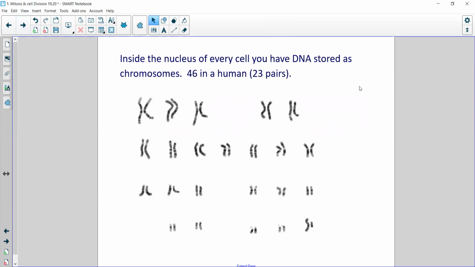So inside the nucleus of every cell, you have DNA stored as chromosomes. So we've got our 46 chromosomes in a human cell, that's 23 pairs. But when our cell divides, we want 46, just like this, in the 2 cells that are going to come from it. So something must happen, because if we just split 46 into 2 lots of 23, we would not get the 46 that we need in each of those daughter cells.